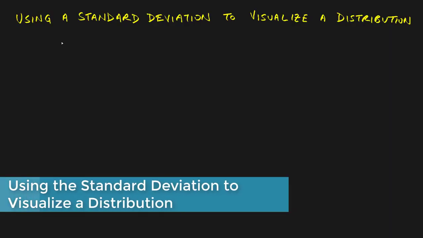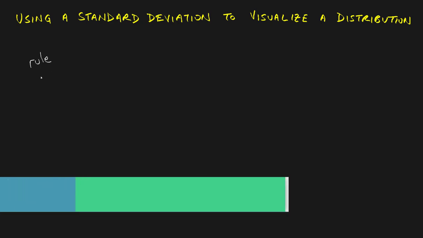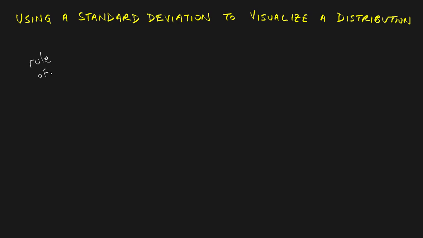There is a rule of thumb, and it's only that. It's not a hard, fast rule. This is not like some law of statistics. It's just a rule of thumb, at least for now. There will be something that happens later on that makes this more of a rigid law. But for now, it's a rule of thumb that helps us use a standard deviation to visualize a distribution. And it's pretty simple. There's just 2 points.